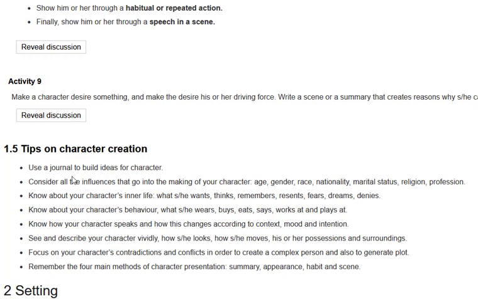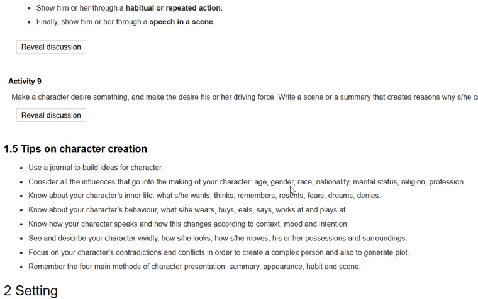And so here, use a journal to build ideas for your character. Write down the kind of characters you want to have for your short story. And here is what is interesting, I went over it.